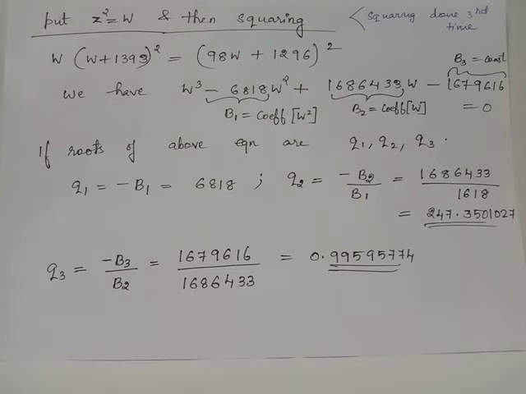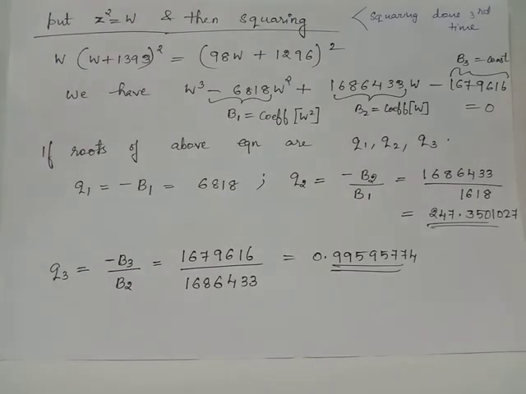In order to find the roots of this equation, which is obtained after squaring three times, we have q1 equals minus b1, q2 equals minus b2 by b1, and q3 equals minus b3 by b2 as the roots. Our objective is to find the roots of f of x, but we have obtained this cubic equation from f of x after squaring three times.